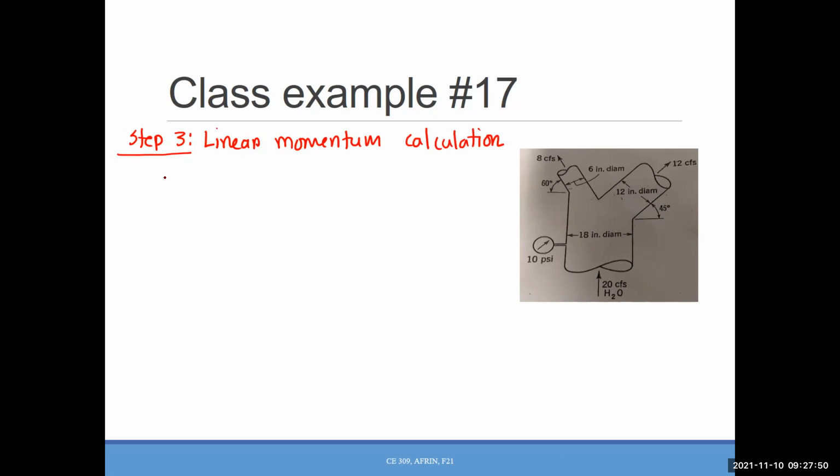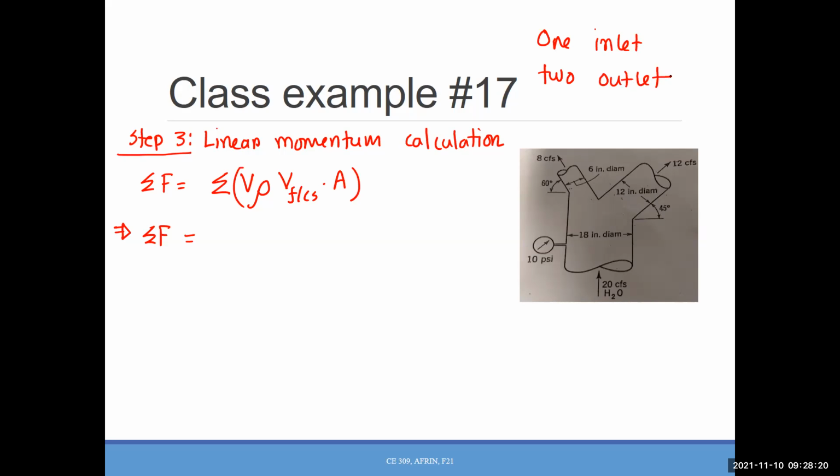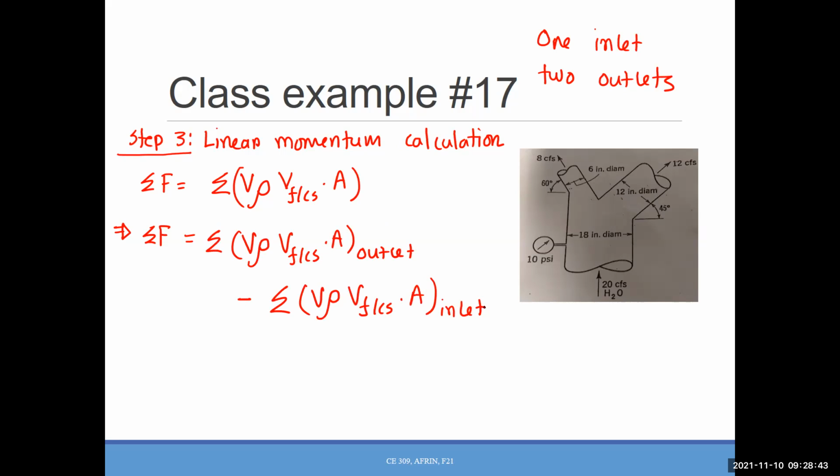Okay, and the equation was summation of F, summation of V rho, this one. Okay, summation of F, we have 1 inlet, 2 outlets. So at first I will write down this way, V rho outlet minus inlet, right?